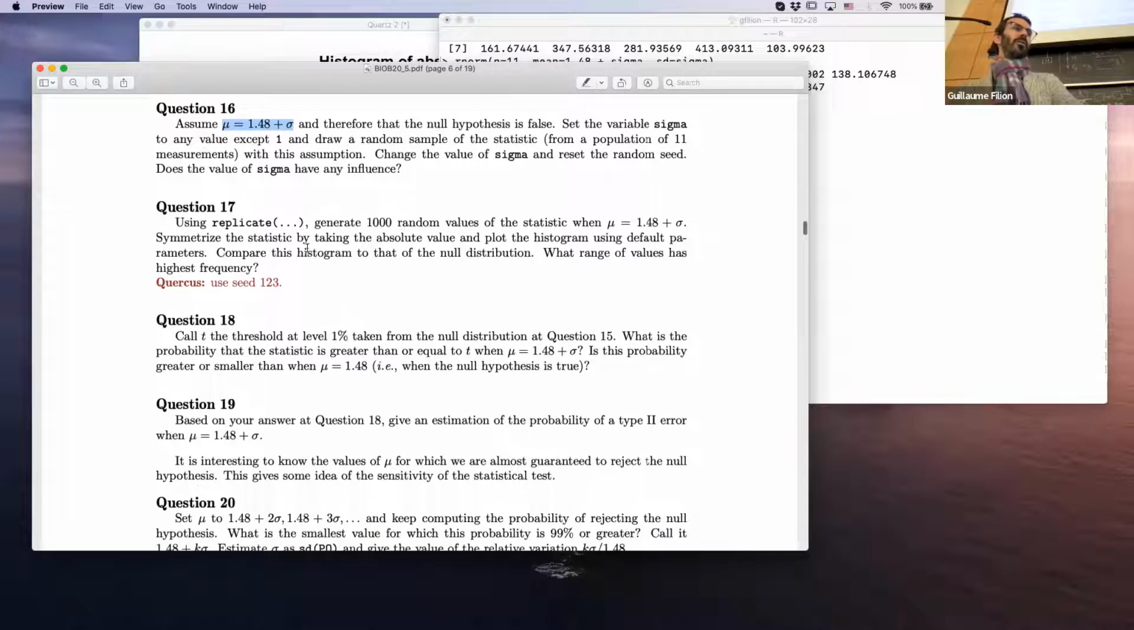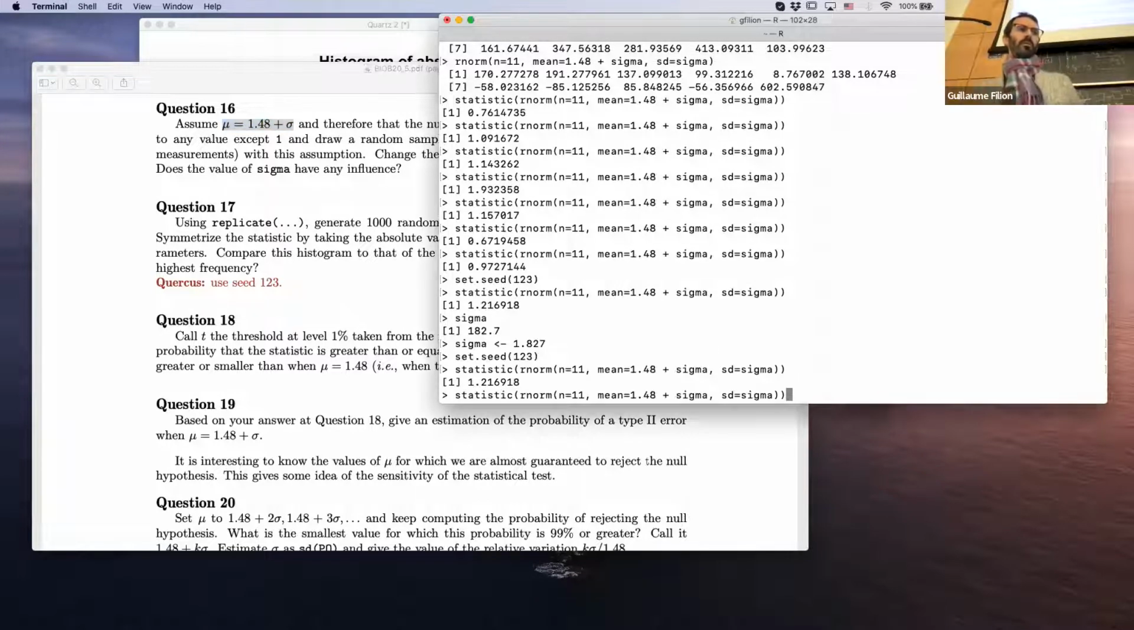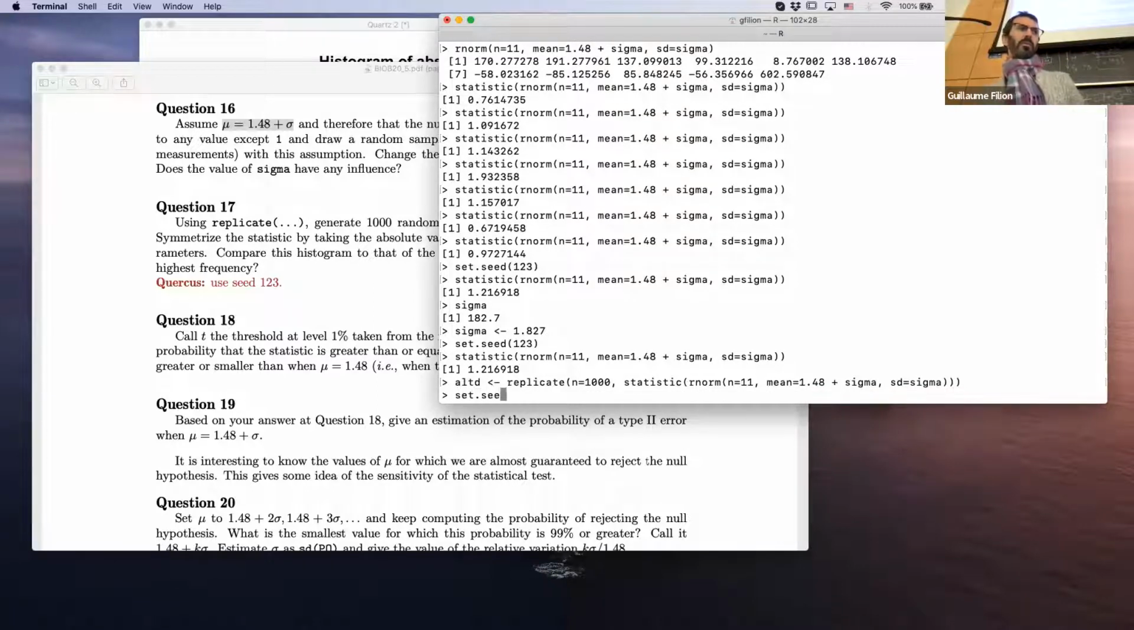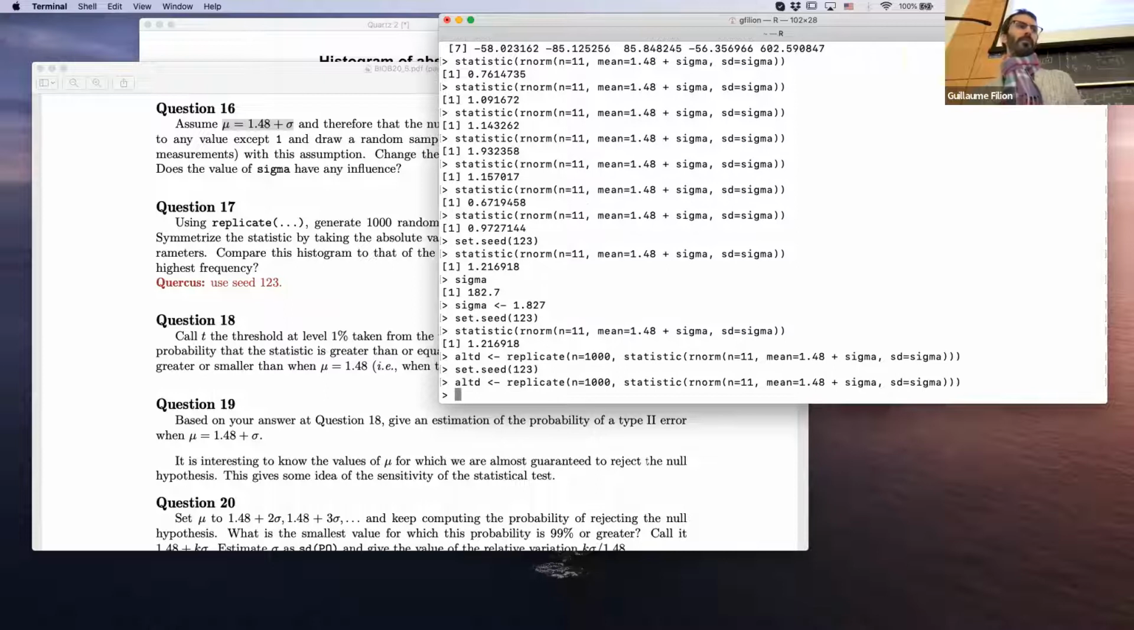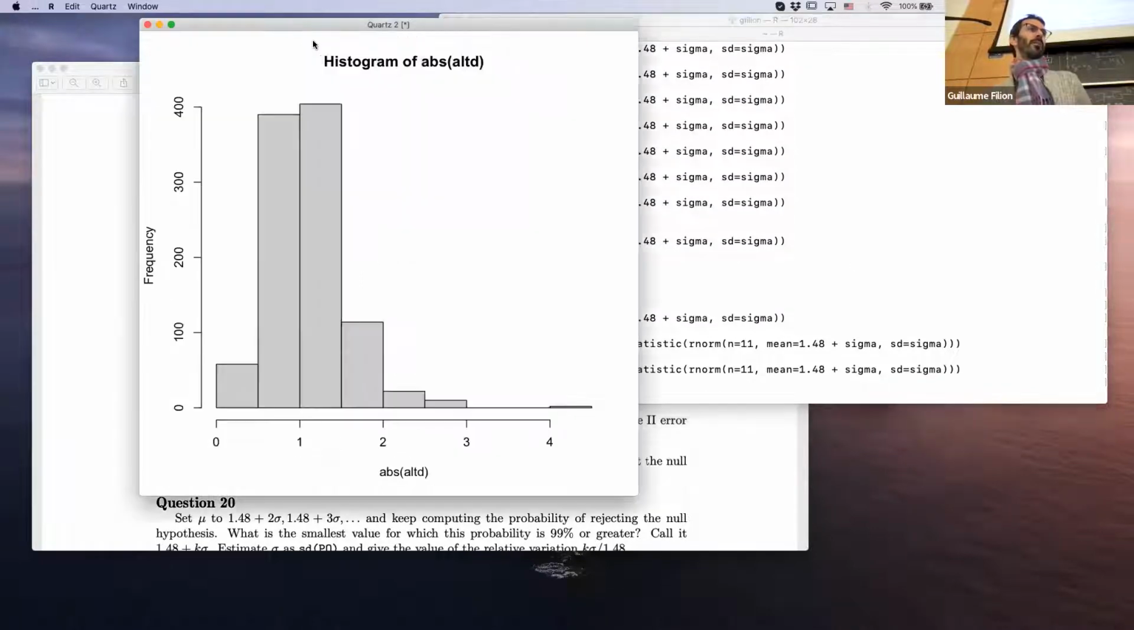So using replicate, generate 1,000 random values of the statistic in this case, when mu equals 1.48 plus sigma, symmetrize the statistic by taking the absolute value and plot the histogram using default parameters. So basically, we have to do this and put this into a replicate statement, n equals 1,000. So that will compute the value of the distribution. That's not the null distribution, that's the alternative distribution, alt d. It's this, but we're going to set seed 1 to 3. And if I do the histogram of the absolute value of alt d, this is what I get.